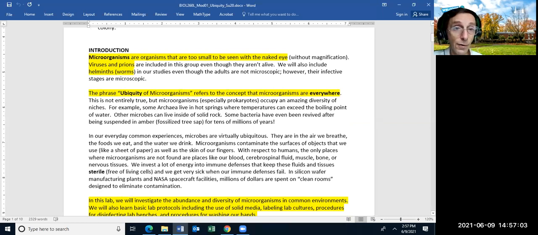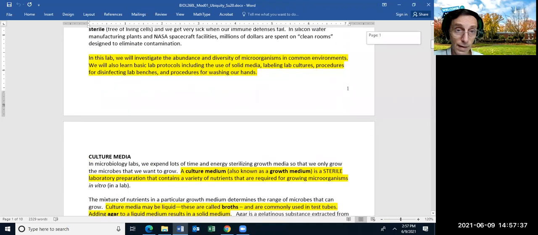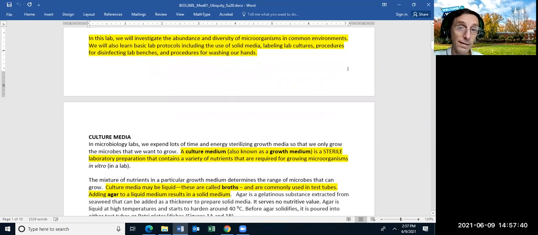All right. You should know that microorganisms are organisms that are too small to be seen with the naked eye. And these include bacteria, virus, and prions. And we are also going to include helminths, worms, in our studies, even though the adults are not microscopic. The phrase ubiquity of microorganism refers to the concept that microorganisms are essentially everywhere. In the lab, we're going to investigate the abundance and diversity of microorganisms in common environments.